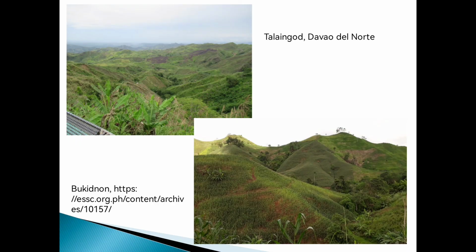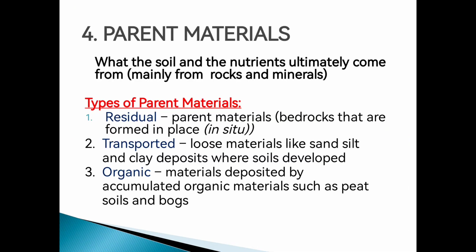So I hope this is clear to you guys, and let me know if you have questions about that. And then we also have the effect of the fourth factor, which is the parent materials. Parent materials, ano bang ibig sabihin yan? This talks about what the soil and the nutrients ultimately come from. And these are mainly from rocks and minerals.